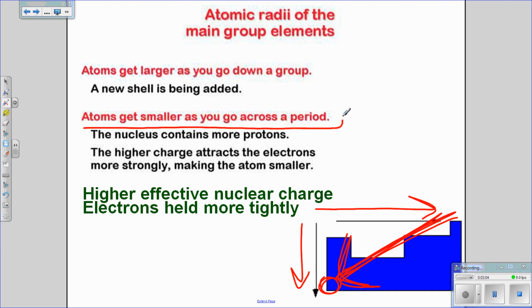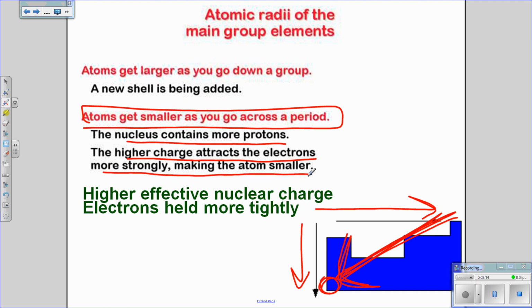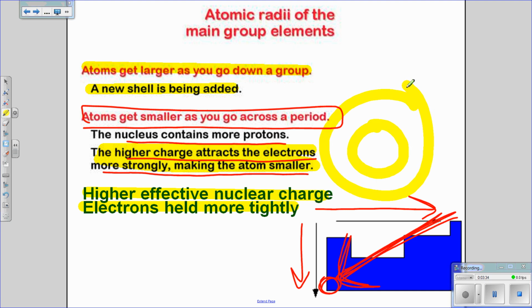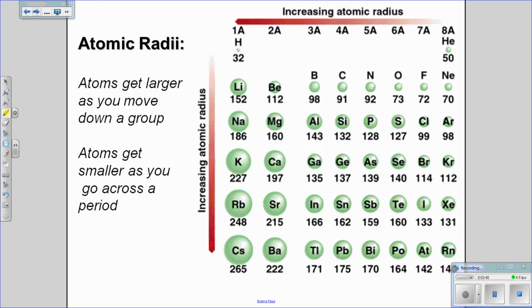So atoms get smaller as you go across a period because you're going from left to right, because the nucleus contains more protons. The higher charge attracts the electrons strongly, automatically making the atom smaller. That's the best definition of an effective nuclear charge. So a higher effective nuclear charge, the electrons are held more tightly. Why do atoms get larger as you go down the group? Because you're adding a new electron shell. You're adding another layer. So if you have this layer here, you add a whole other shell, automatically they get a little farther away, or the atom has to get a little larger.